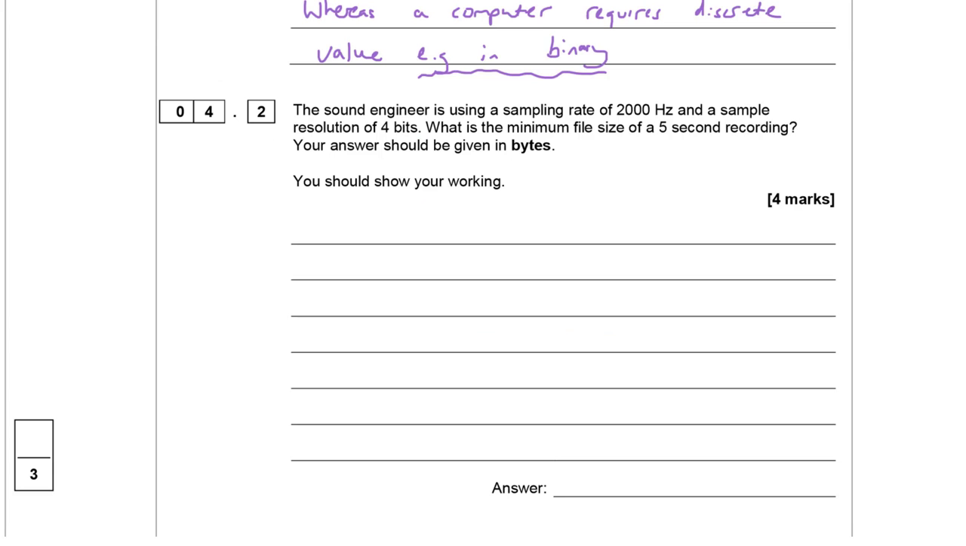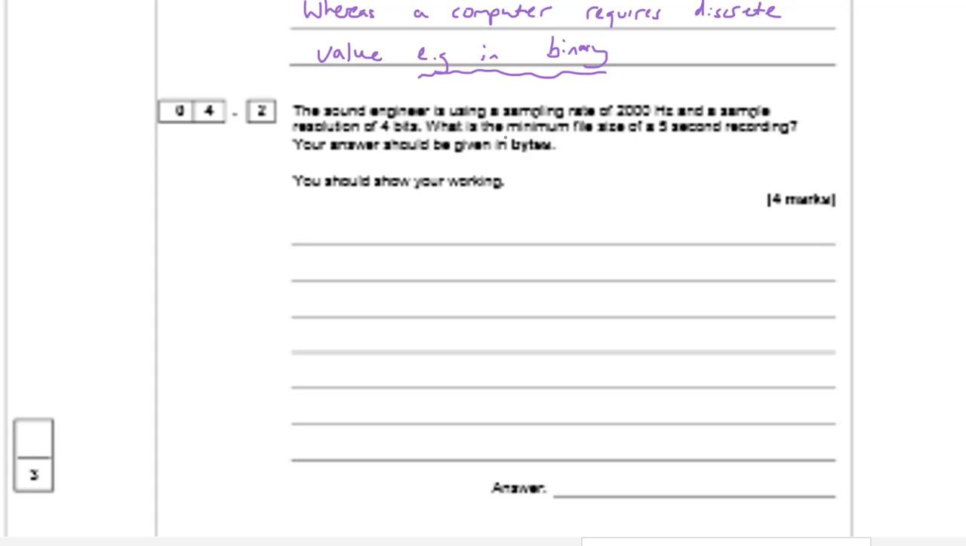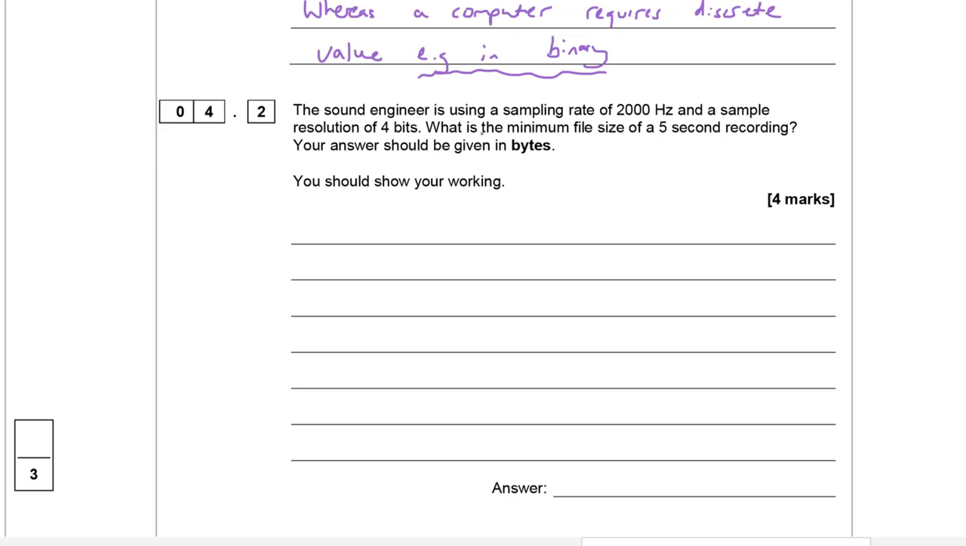To do this conversion, we need to do something called sampling, and now we have a sound engineer using a sampling rate of 2000 Hz and a sample resolution of 4 bits. We need to give the answer of the minimum file size of a 5-second recording, and it should be given in bytes for 4 marks here. So we've got various steps involved here.